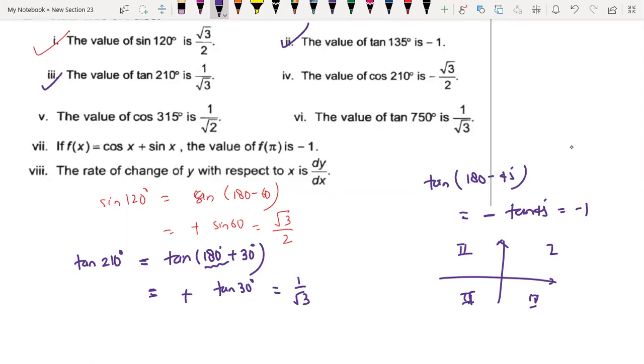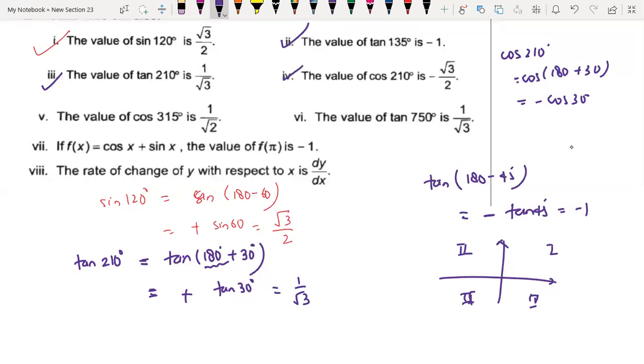Okay. Next is Anurag. Fourth one is correct? Yes, sir, it's correct. Cos 210 is cos 180 plus 30. Cos 180 plus theta is minus cos theta. So that becomes minus cos 30, which is minus root 3 by 2.